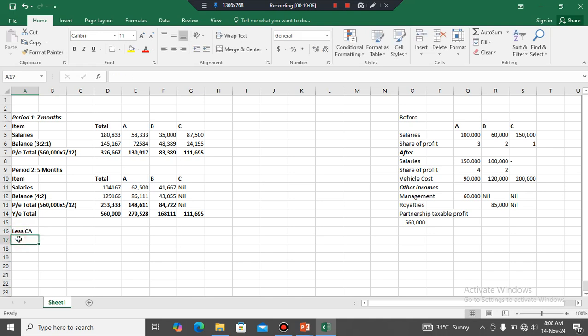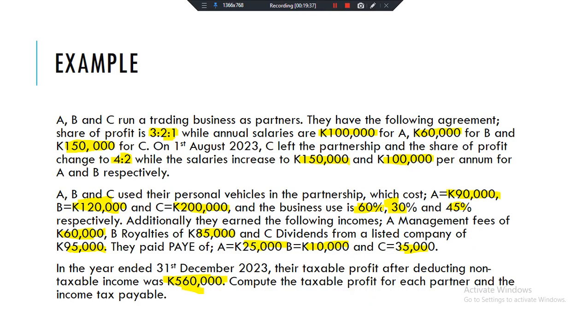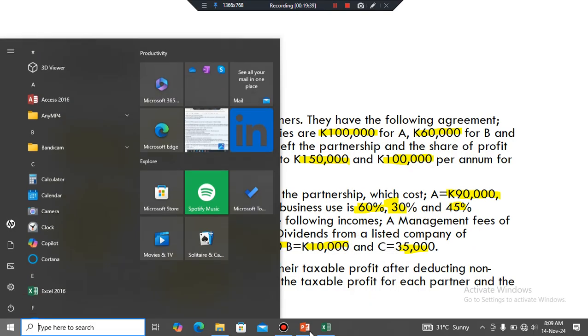allowances. So now what are the capital allowances relating to A? So A, right, the vehicle was 90,000. So we say 90,000, right? 90,000 multiplied by 20%, right? But remember, the business use is what? The business use here was 60%, 30%, and 45%.